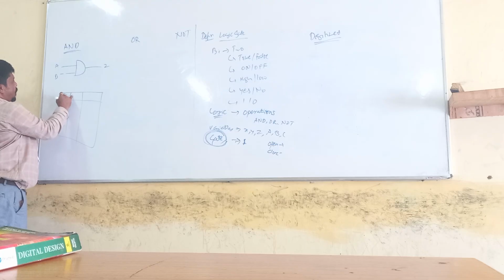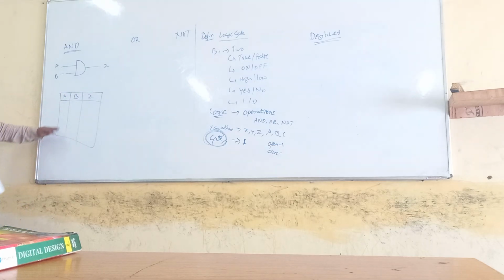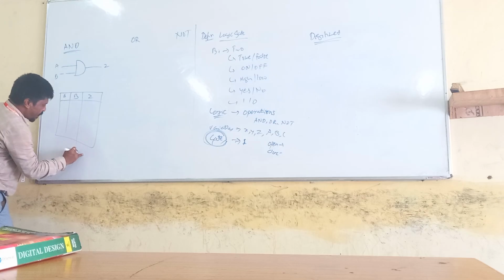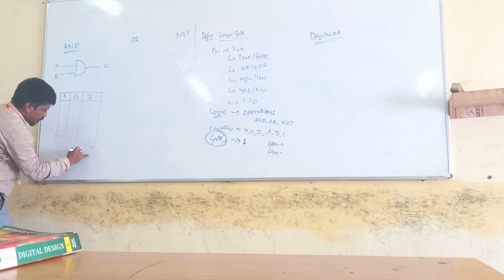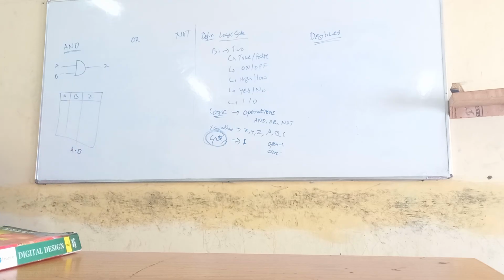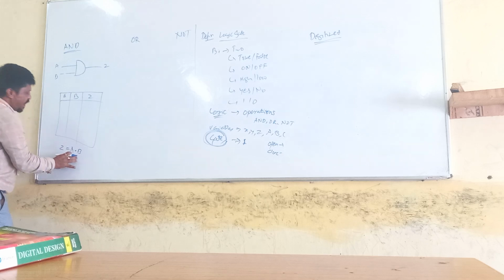I have A, B, and Z. Before entering the truth table, this AND operation is represented with an operator, that's nothing but the dot operator. If I want to implement this AND operation, A dot B, A dot B is equal to Z, equals A dot B.